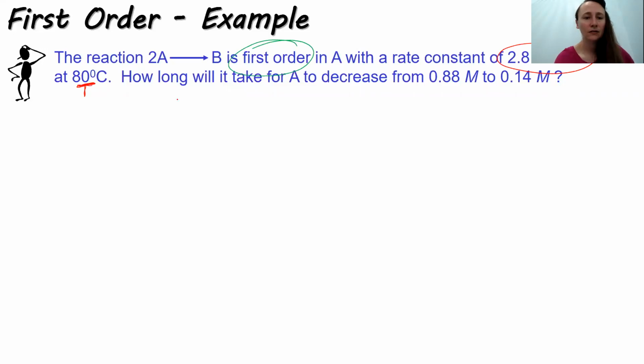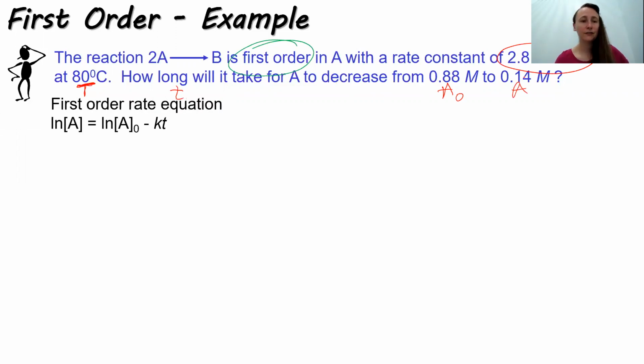How long is represented by a lowercase t for time. How long will it take for A to decrease from 0.88 to 0.14? So 0.88 is our initial concentration. And at time t, the time that we're solving for, the concentration is equal to 0.14.